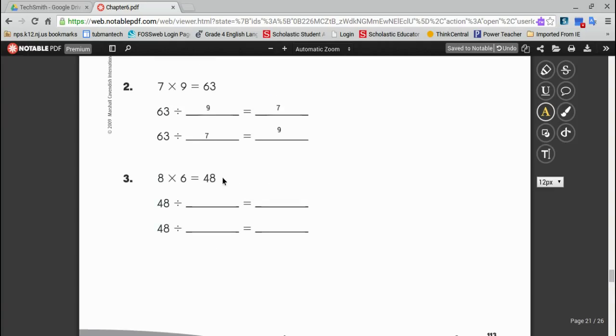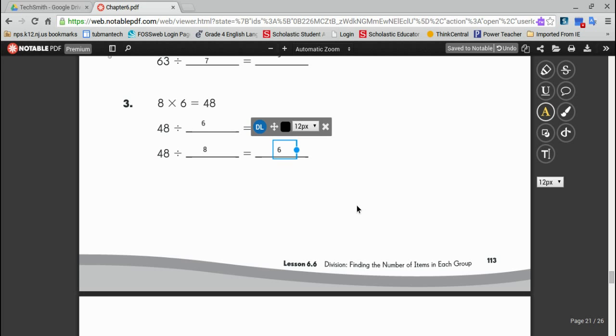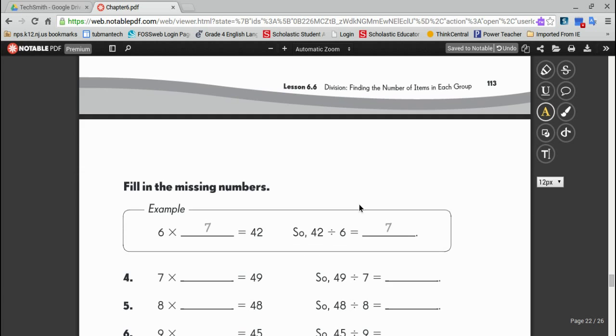Okay, let's do number 3 now. 8 times 6 equals 48. So 48 divided by 6 equals 8. And then of course we can do the other numbers. 48 divided by 8 equals 6. Okay, and that's page 113. Let's move on to page 114.